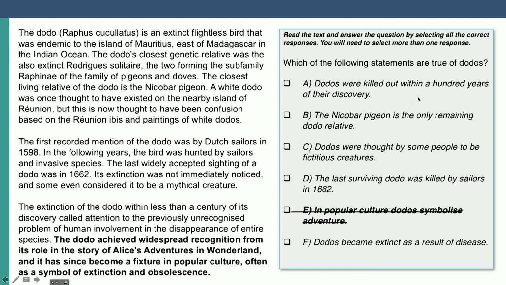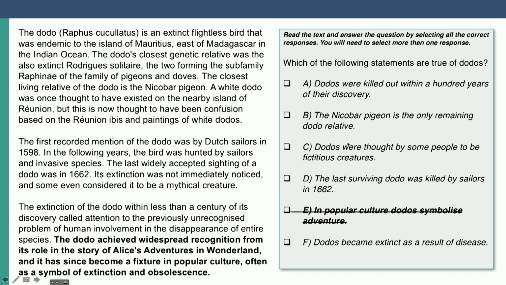What about E? In popular culture, dodos symbolize adventure. Well, they don't. If you read the final sentence and the final clause, a symbol of extinction and obsolescence, right? So they were in Alice's Adventures in Wonderland. So they don't symbolize adventure, they symbolize extinction.